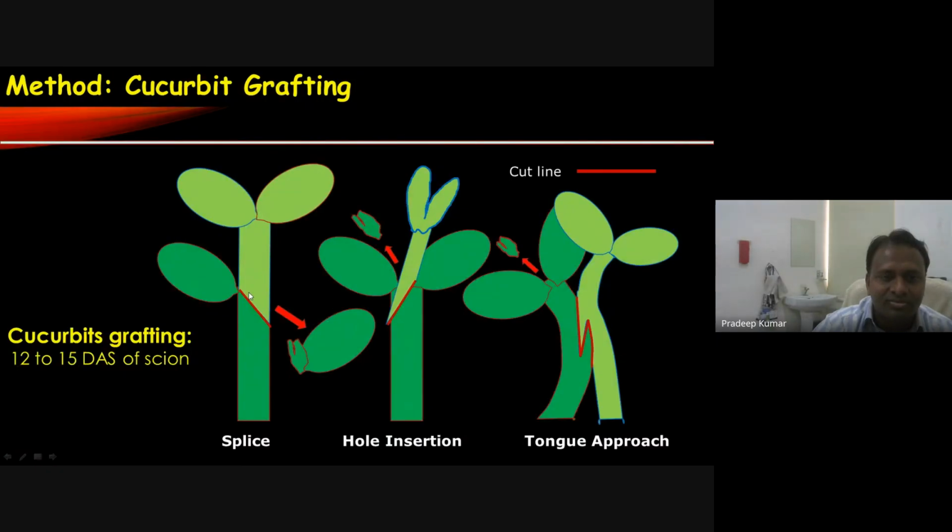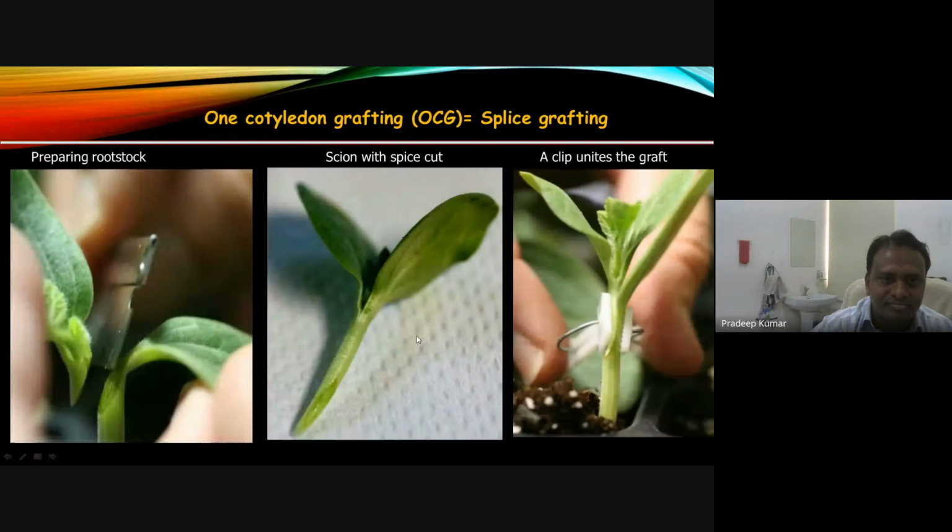Splice grafting is the most important one, followed by hole insertion, and tongue approach has very limited application because of the difficulty of growing two seeds in the same cell. So globally, this grafting method is the most common. However, hole insertion, Chinese growers are using it very efficiently, particularly for watermelon. One cotyledon grafting is the same.